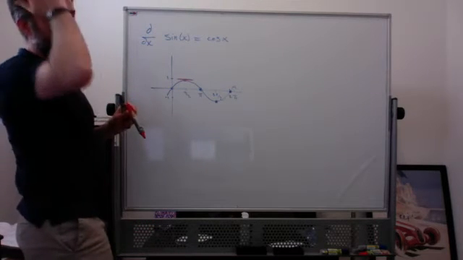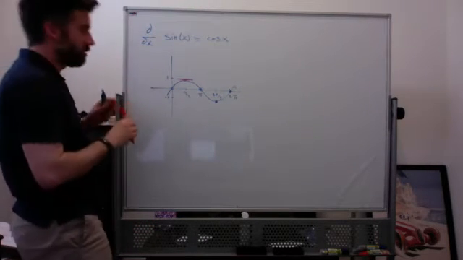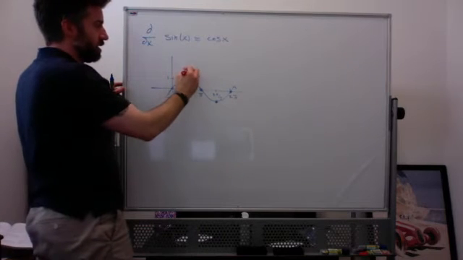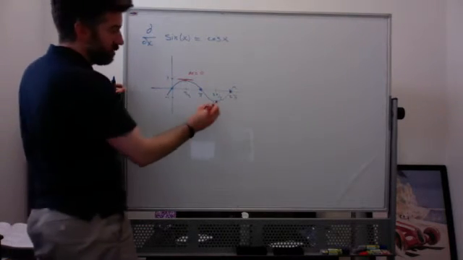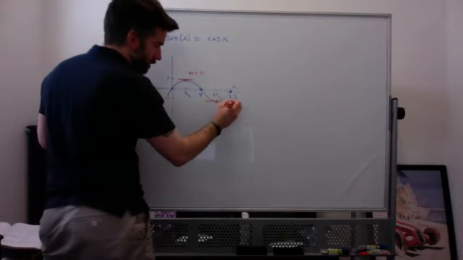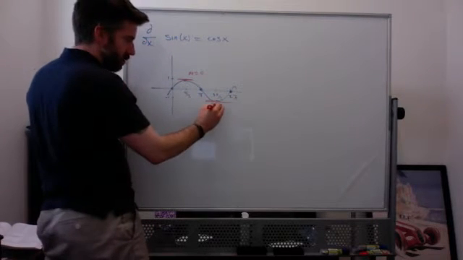So the slope here is 0. And in a similar way, right here, we have a horizontal tangent line, and the slope there would also be 0.